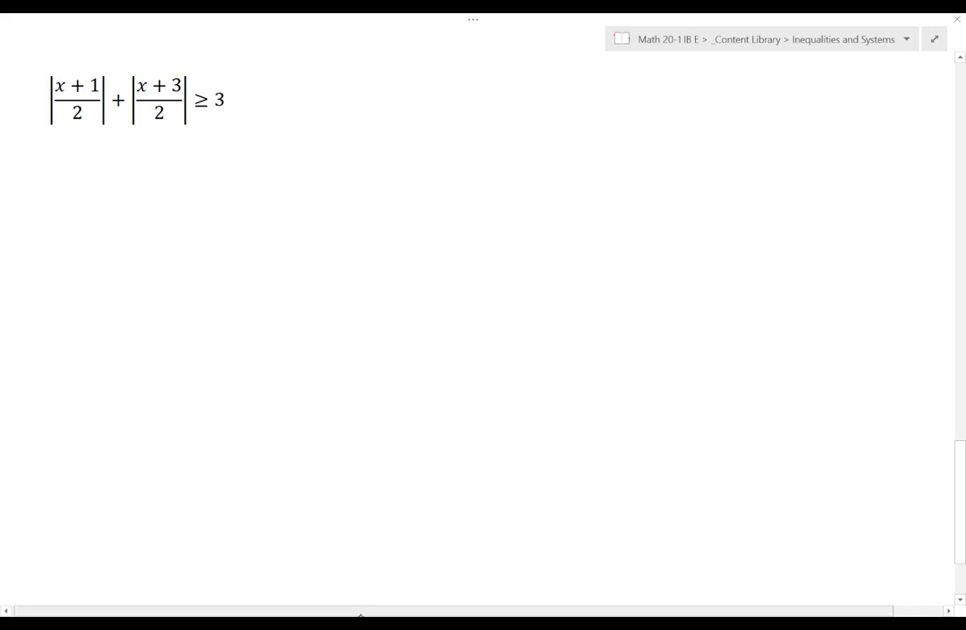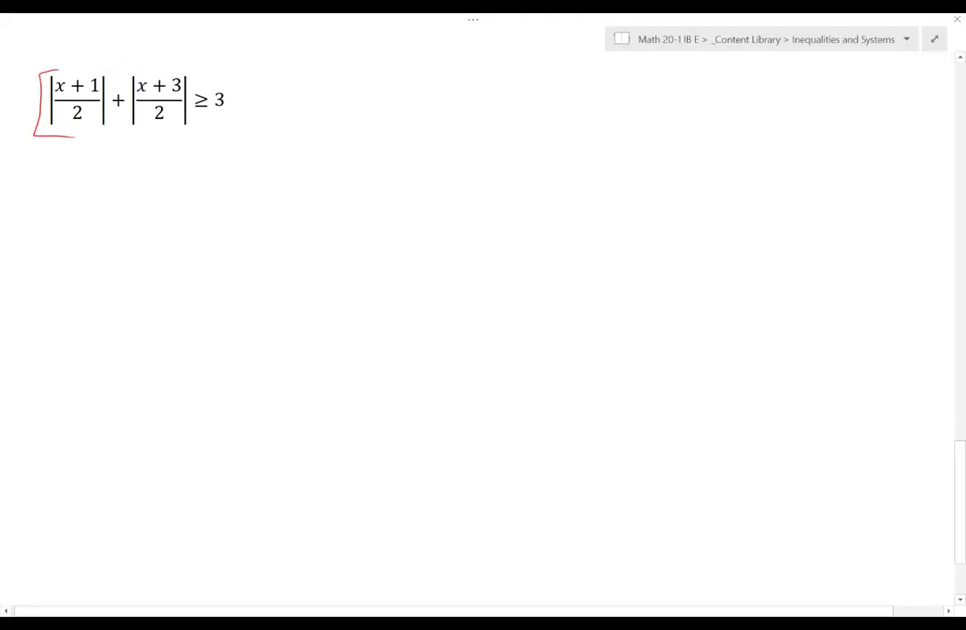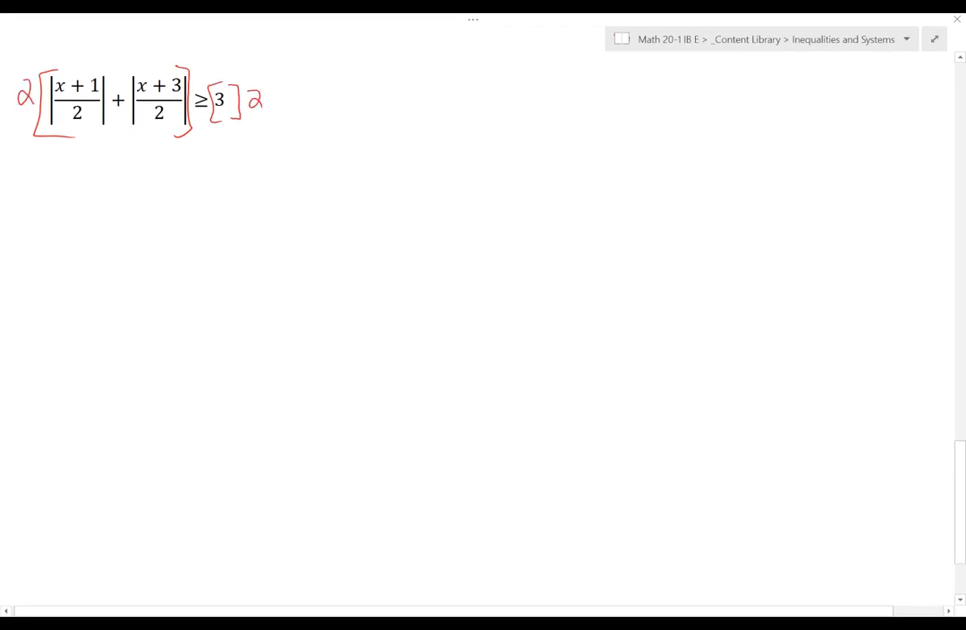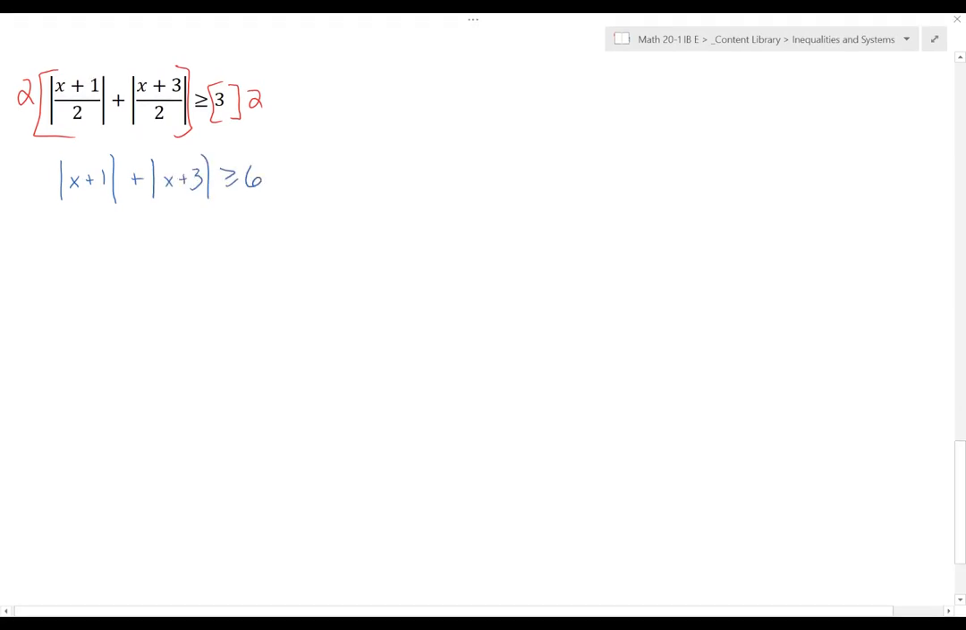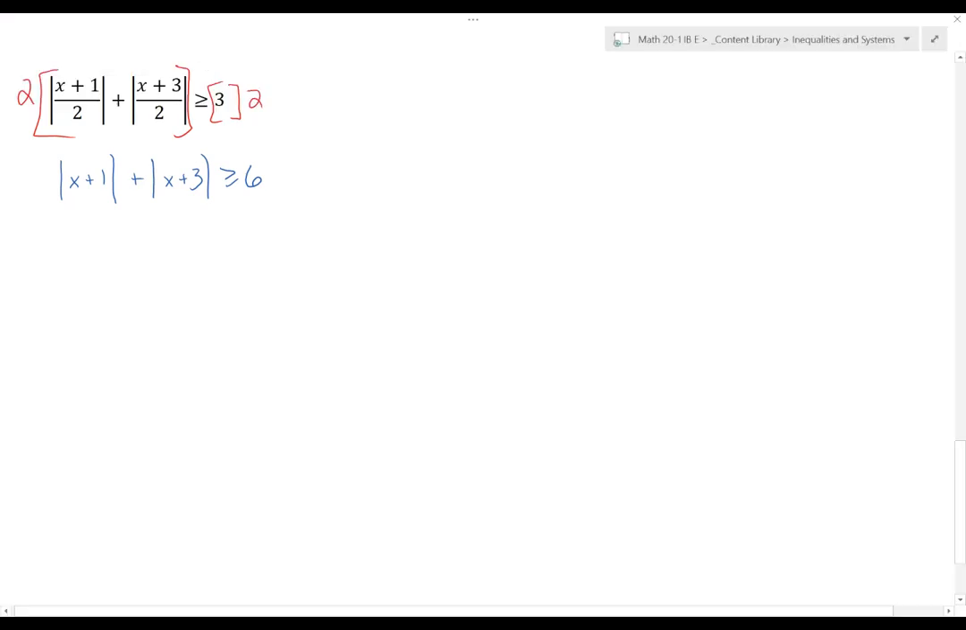So I can multiply this entire inequality, both sides of it, by positive 2 without really impacting anything. Because I'm multiplying by a positive number, I don't have to swap the inequality. And because I'm multiplying by a positive number, I can distribute it into the absolute value. So this now becomes the absolute value of x plus 1 plus the absolute value of x plus 3 is greater than or equal to 6. So now I can solve that inequality, and it's the same as solving the original inequality.